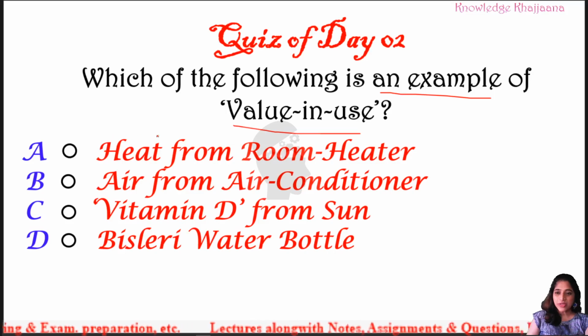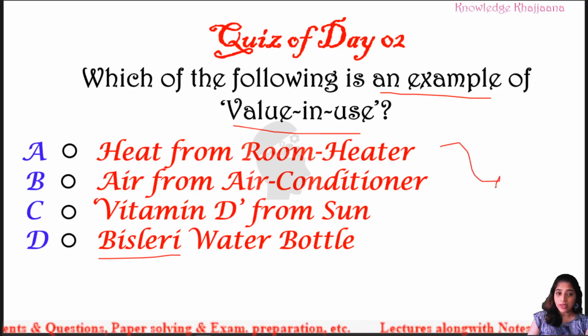Now what is option A? Heat from room heater. You are getting the room heat from the room heater when there is winter. Then you are getting air from an air conditioner when it is summer or hot. Then vitamin D from sun. You are getting vitamin D from sun, and you are getting a Bisleri water bottle by paying something. Now these are the 4 things. You have to give me the correct answer out of these 4 commodities which has value in use. Let's see who is the most brilliant student.